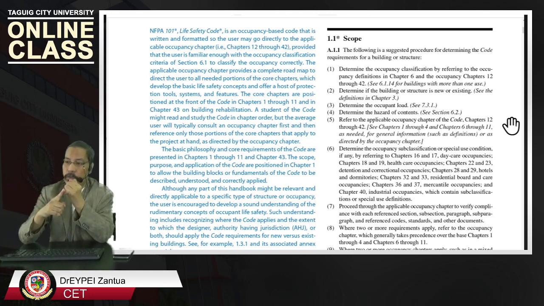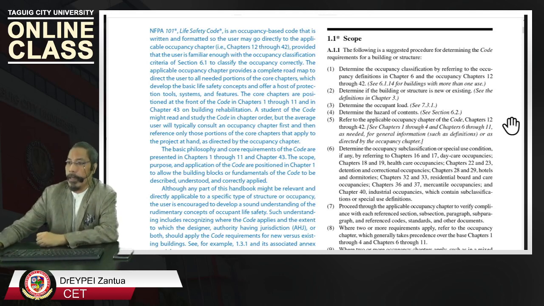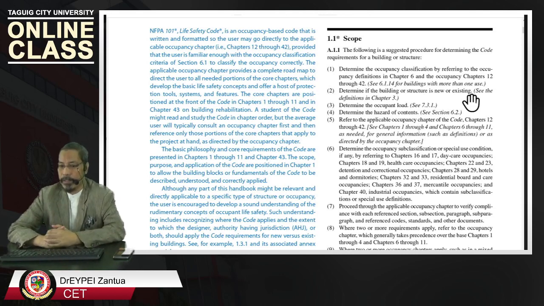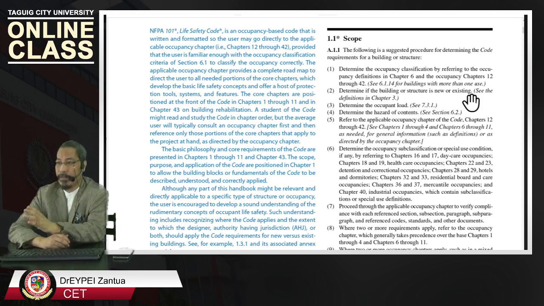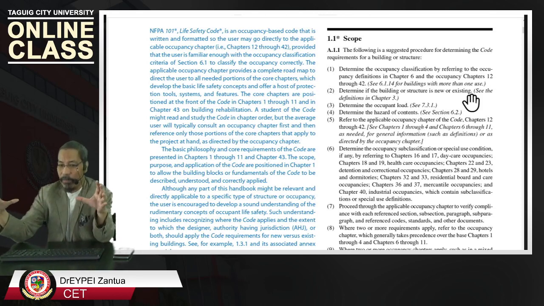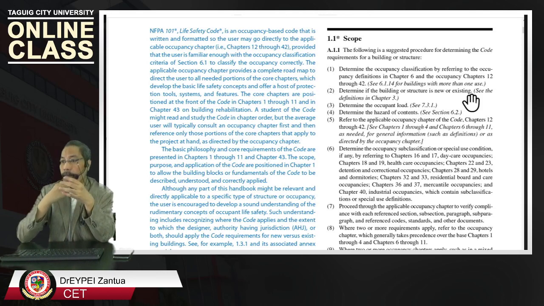So 1 and 2 family dwellings, apartments, and healthcare facilities. And number 2, determine if the building or structure is new or existing. So as we had discussed in the table of contents, this code has respectively new and existing chapters per specific area of application. That is defined in chapter 6. So we need to know that there are corresponding sections for new and existing.